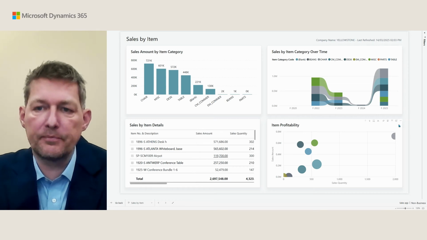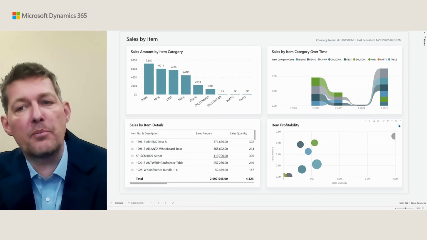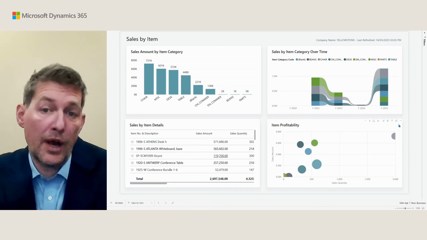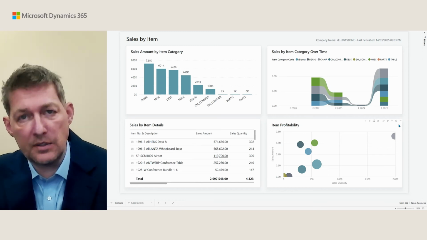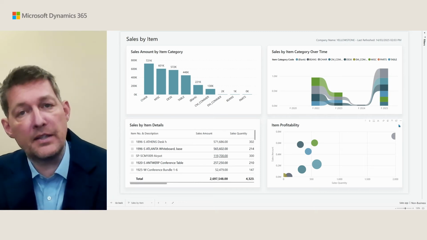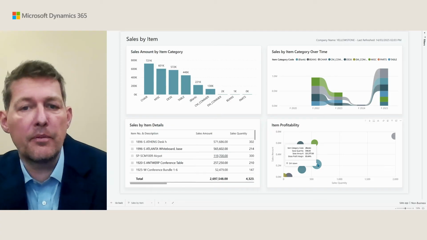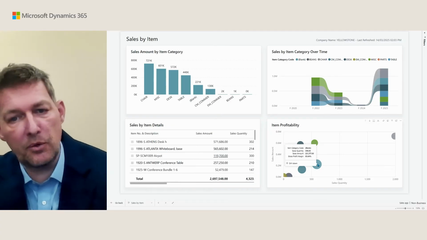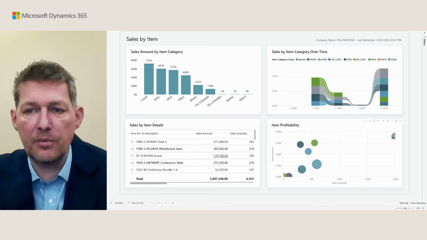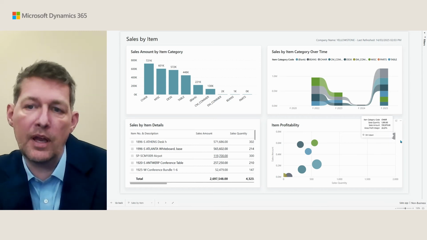And the second visual here is your item profitability, a bubble chart with two axes, two measures we mapped against each other. The sales quantity on the x-axis and the sales amount on the y-axis. And then if I hover over one of these bubbles, I can see the profit margin and the sales amount and quantity and so on. So depending on where in this grid my bubbles are, that gives an indication of how profitable they are. Here I have 85% profitability, where here I only have 22.